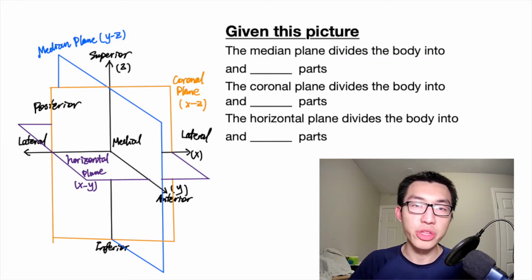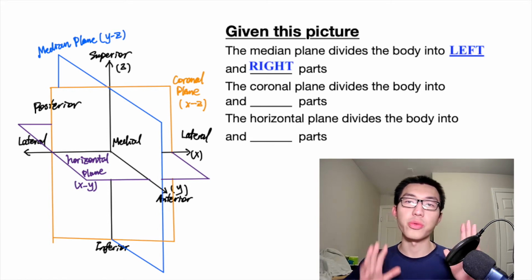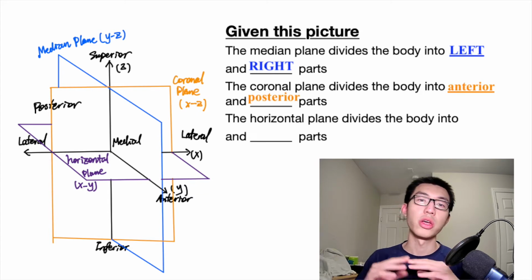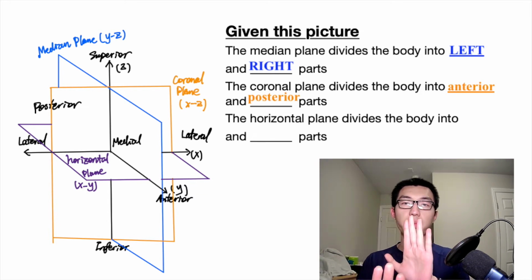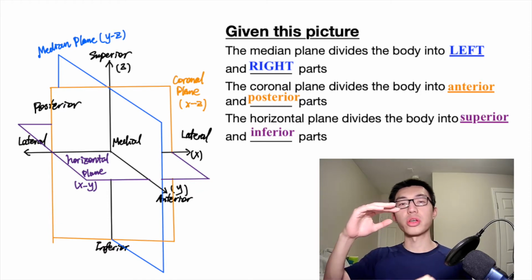As you can see in this picture, the median point divides the body into left and right parts. The coronal point divides the body into anterior and posterior parts. The horizontal point divides the body into superior and inferior parts. Okay, that's all for our terminology review. Now let's dive into today's new content.